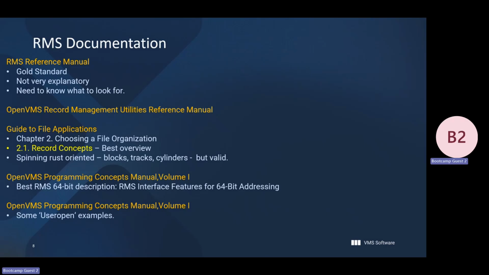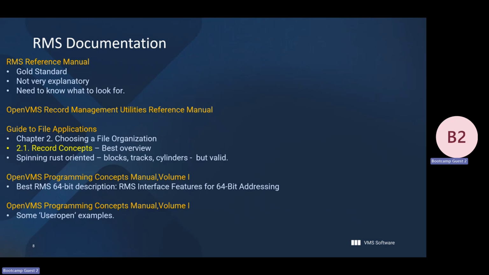The OpenVMS Recommended Utility Reference Manual has more than people think. People have been skipping that manual, but that's where CONVERT is described and where FDL is described in detail. The Guide to File Applications, it doesn't say the Guide to RMS Applications, has a pretty good overview of RMS, possibly better than this presentation. So go there.